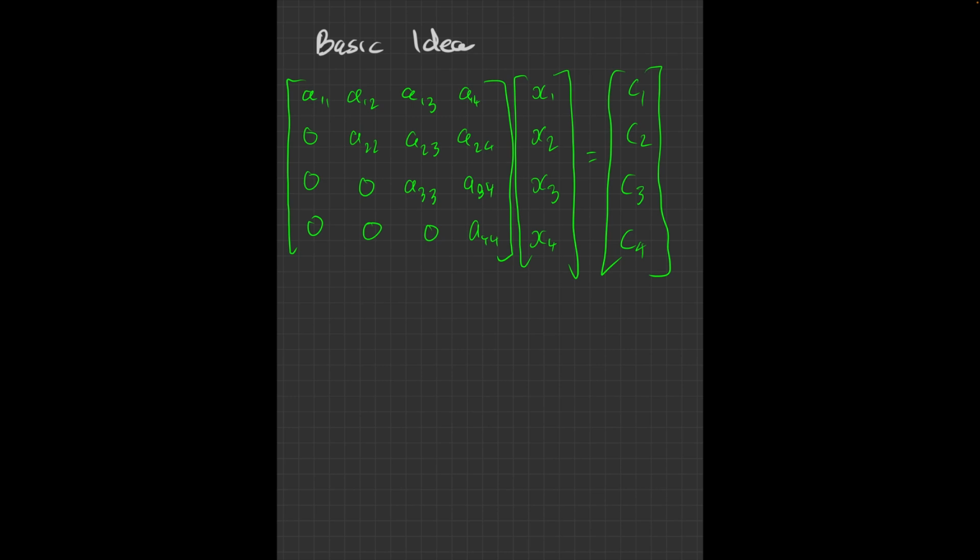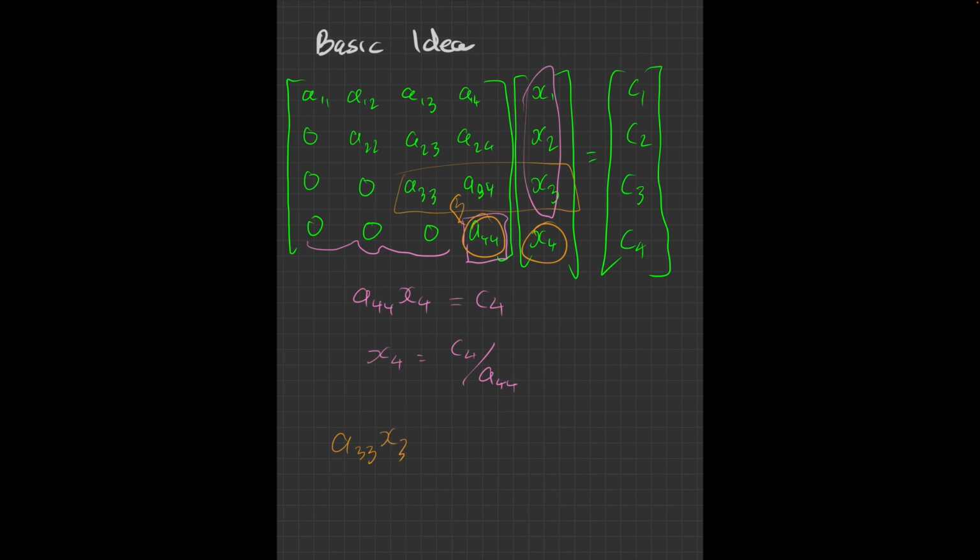But if we have a system of equations like this, it should be fairly apparent that we can solve this, right? If we start here, A44, if we expand this out, we get A44 x4 equals c4, which lets us say that x4 equals c4 divided by A44, right? All these coefficients here are 0, which means x1, x2, and x3 drop out. This is very easy to solve. And then once we know x4, we can plug that into this second row here. So we'll get A33 x3 plus A34 x4 equals c3.